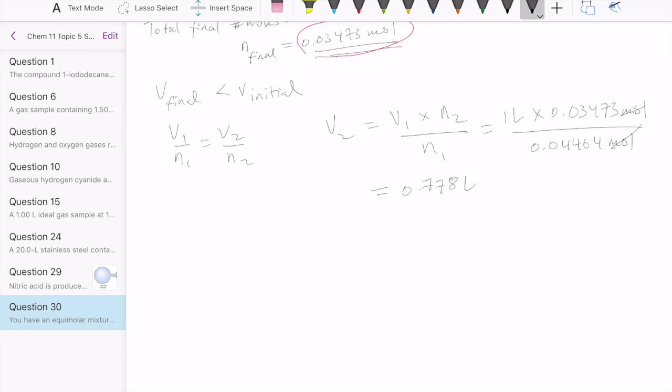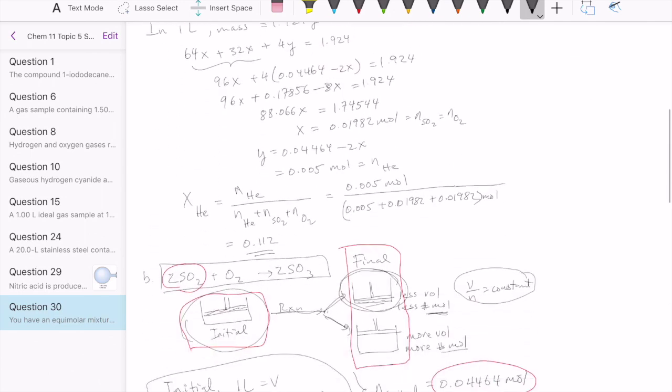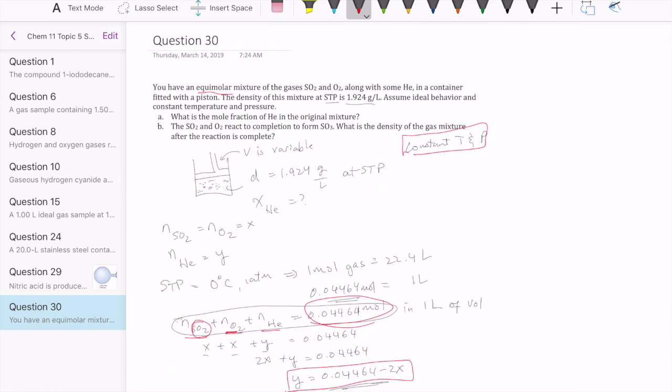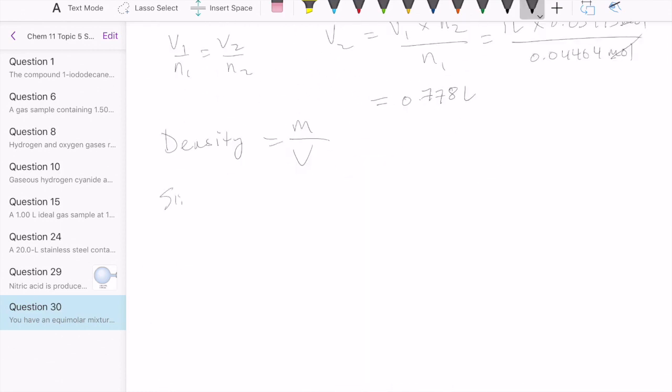What about density? Because that's what they're asking us. Well, density is mass over volume. When the reaction happens, remember that we have conservation of mass, so whatever these two things consume, they basically make that. And the mass of this new guy would be equal to whatever you lose from here and here. And then you add that to the leftover O2, and you basically get the same mass of SO2 plus O2 that you have originally. And then you add back the helium, you get the same mass that you have from the very beginning, which is 1.924 grams.